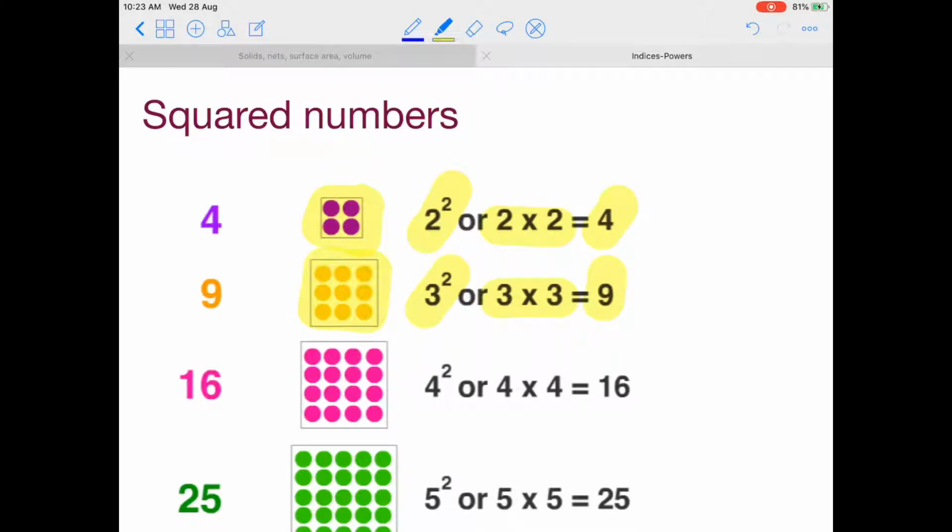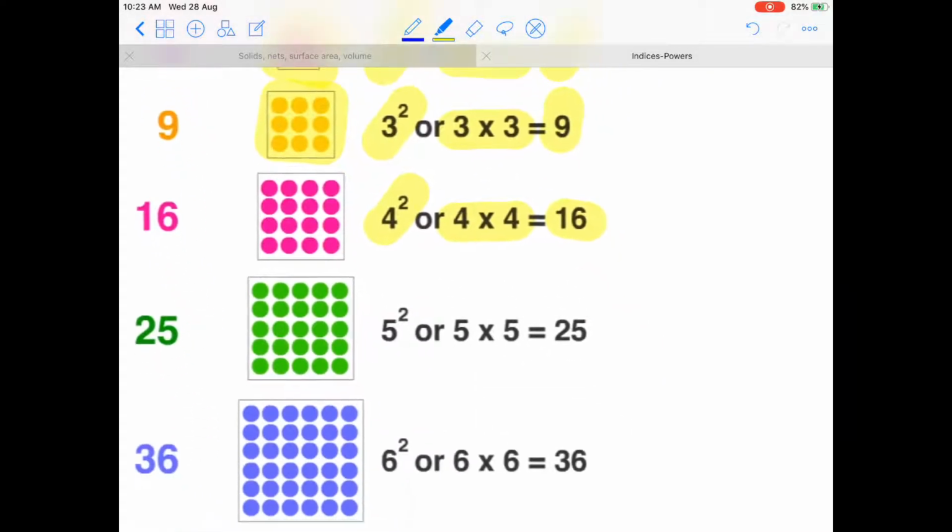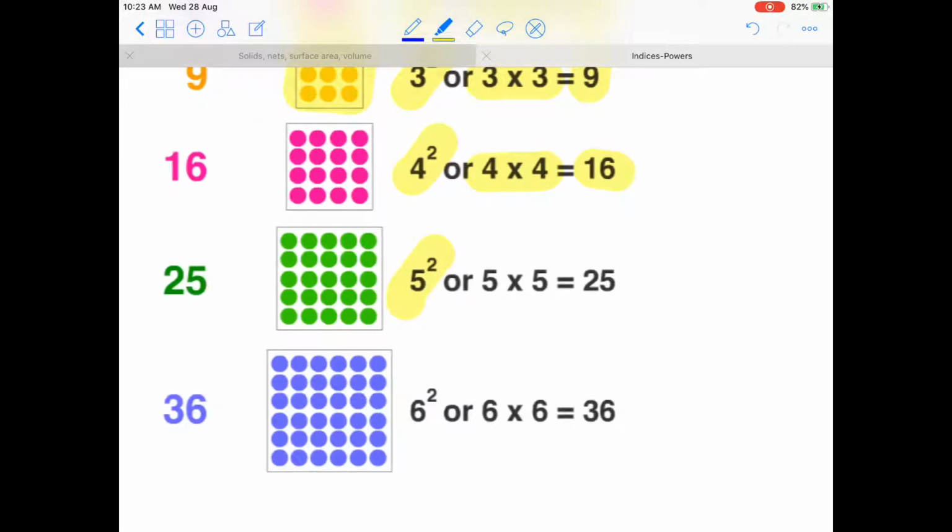Then we have 4 squared is equal to 4 times 4, which is equal to 16. Then we have 5 squared, which is equal to 5 times 5, which is equal to 25. Next, we have 6 squared, which is equal to 6 times 6, which is equal to 36.